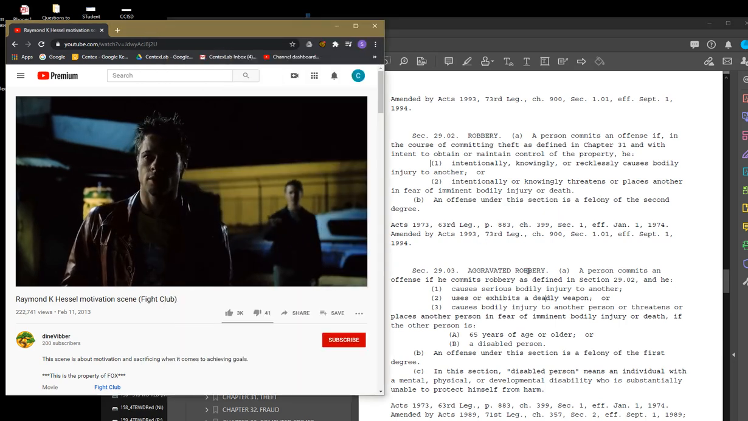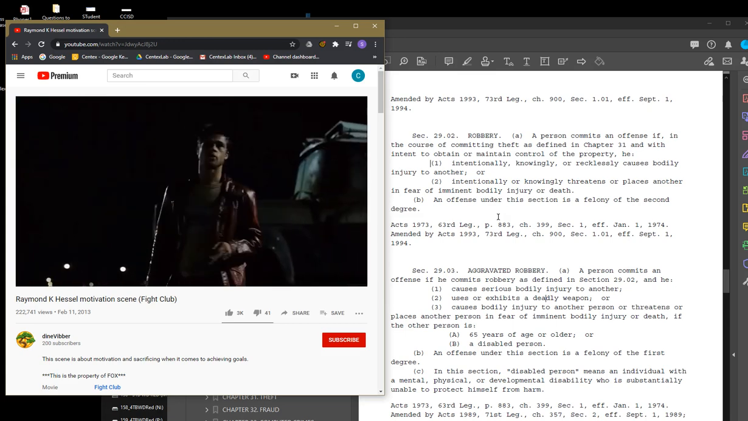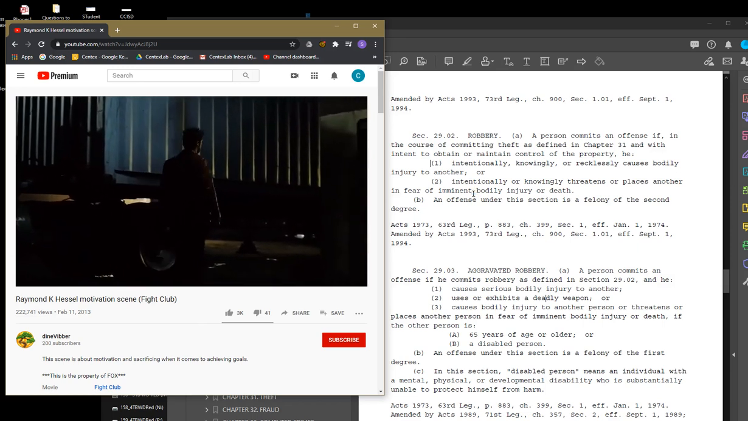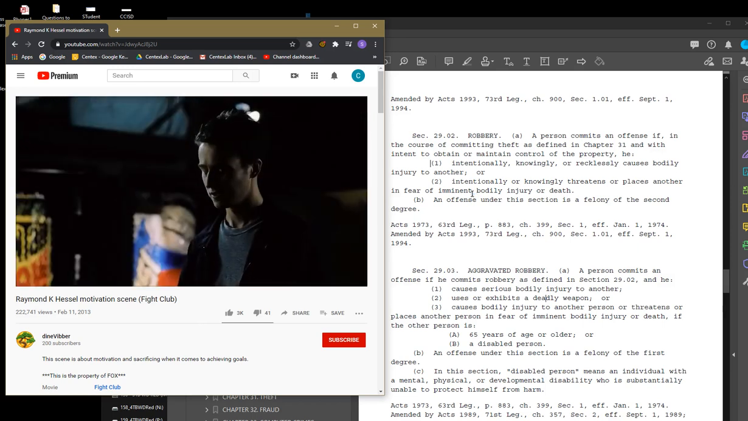Did he also commit theft? Did Brad Pitt commit theft during this? Yes. Did he also commit robbery? Yes. So why don't we charge him with theft, robbery, and aggravated robbery? Because they're called lesser included offenses, okay? And we don't stack the charges like that. So we charge with aggravated robbery. That's the best charge, and that is the best course of action.